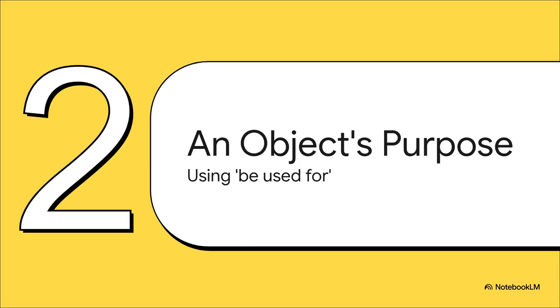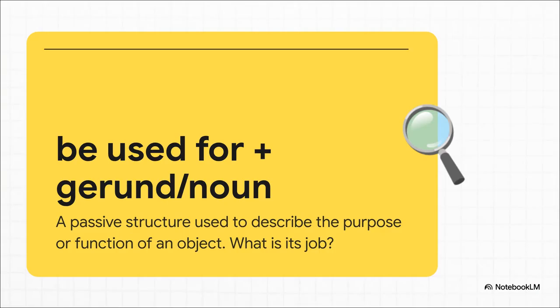All right, let's switch gears completely. We're done with people's pasts. Now we're going to talk about an object's purpose. This is where be used for comes into play. This one is actually super straightforward. It's a way to answer the simple question, what does this thing do, or what's it for? The focus here is 100% on the object and its job.